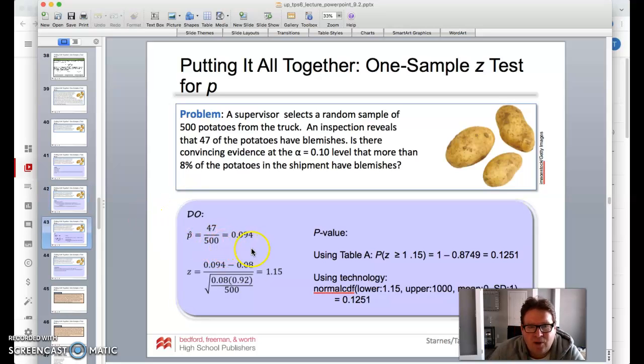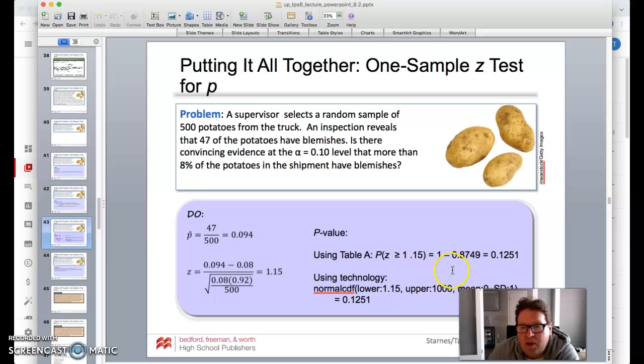47 out of 500. That is a proportion of 0.094. And when we put that in here, we subtract the proportion that we're saying is 0.08. And then we find the standard deviation of that. 0.08 times 0.92 over our sample size of 500. Again, take the square root of that. We get a z-score of 1.15, and we look on the z-table and find that p-value.